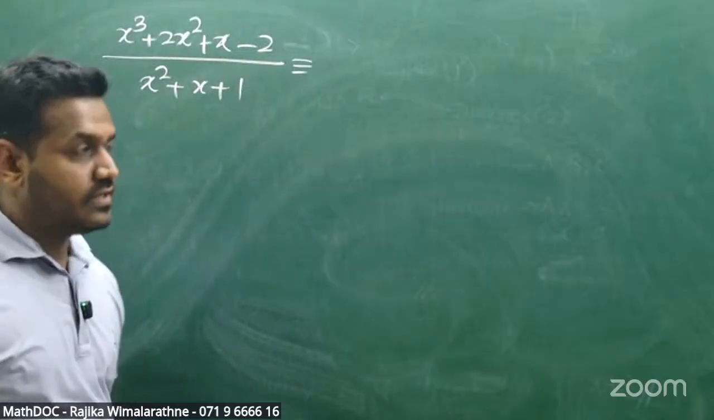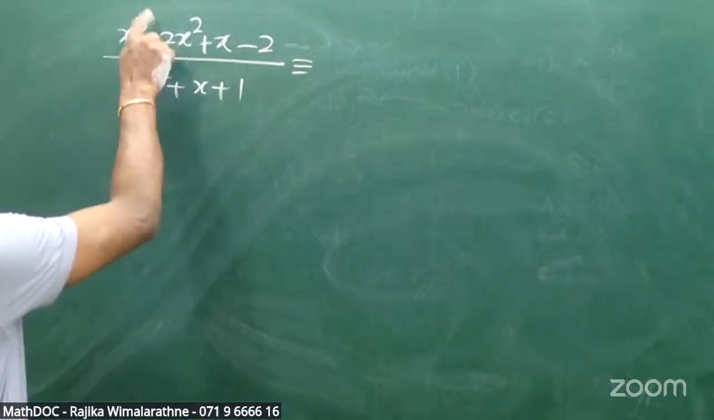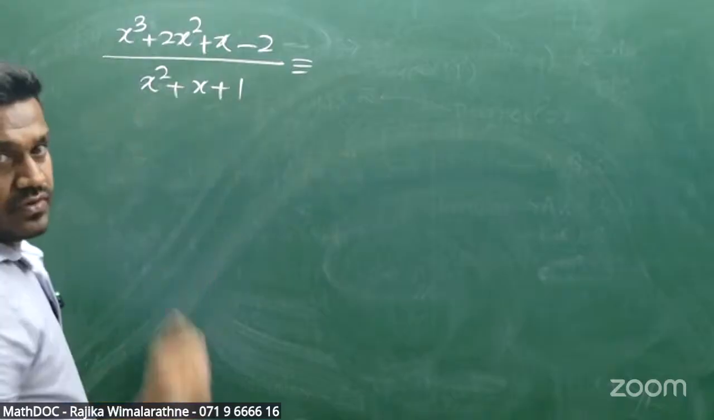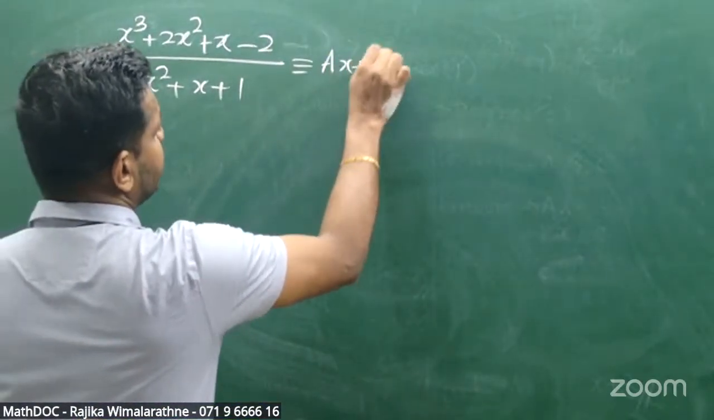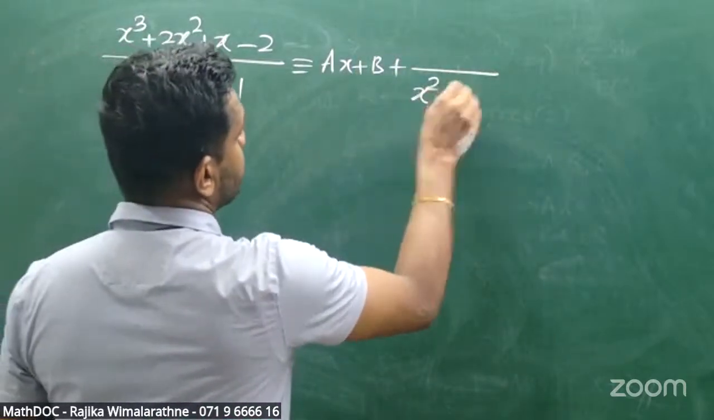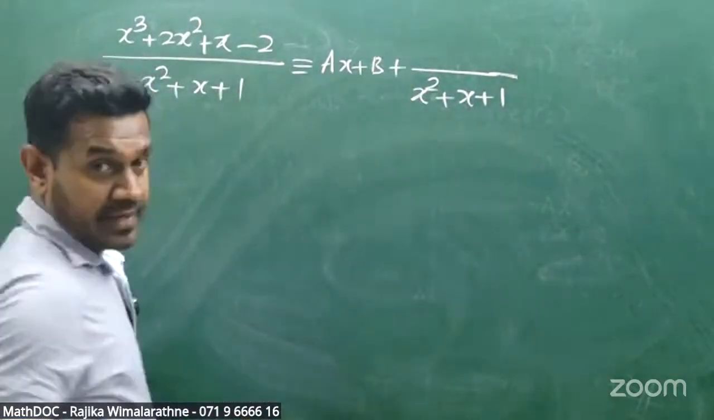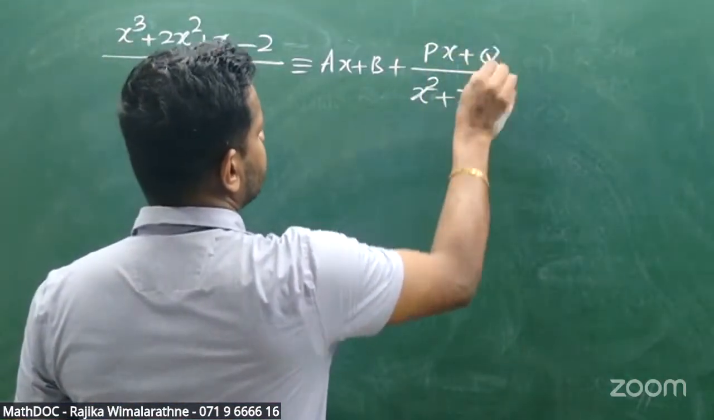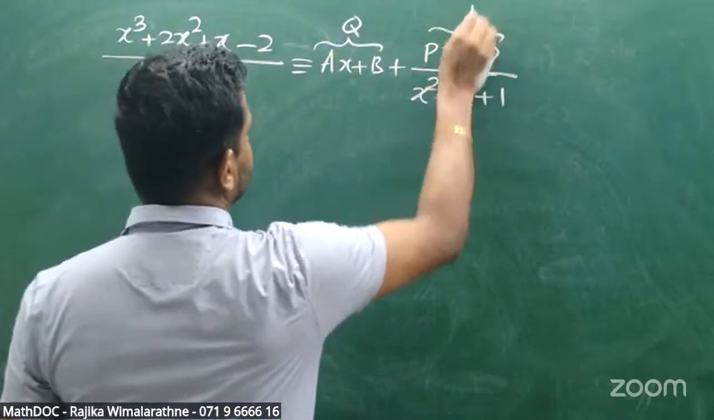Okay, let's see. First you have to write the division algorithm. Then the degree is 3, divided by degree 2. Then 3 minus 2 is 1. Then the quotient will be a degree 1 relation. Put here ax plus b, times x squared plus x plus 1. Here degree 2, so the remainder will be a degree 1 relation, px plus q. Here quotient, here remainder.